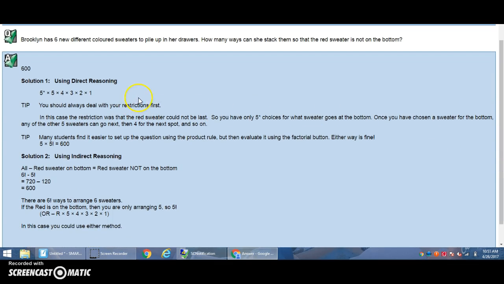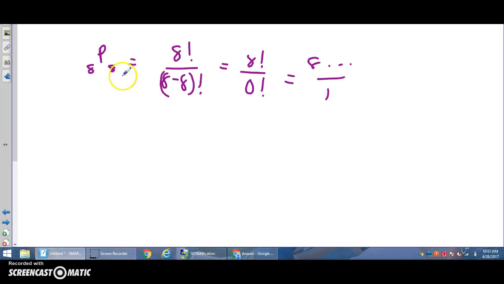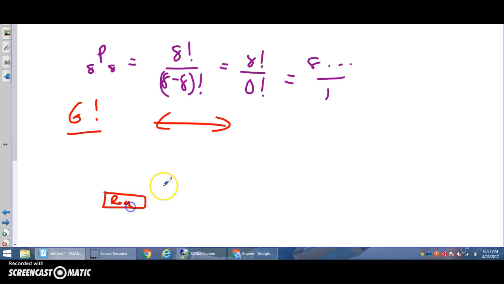Okay, so there are 6 factorial ways to line up the sweaters, and then we have to figure out how many options there are where the bottom one is the red sweater. So in this one, let's figure out what we know and what we're trying to do here. There are 6 factorial options just for sweaters, with no restriction on order, from first to last. But then if we say the red one has to be on the bottom, what we're going to do is figure out how many options there are where the red one's on the bottom, and then subtract that from the total number of options.